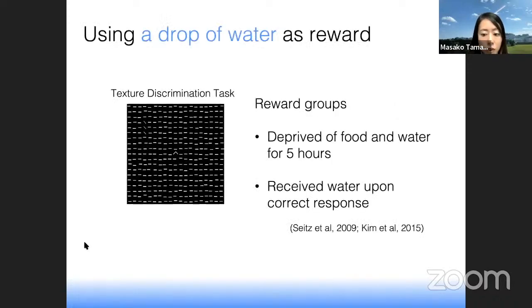Subjects were trained on a texture discrimination task as in our previous research. For the reward groups, reward was a drop of water as in the previous study. We used a tube inserted into the subject's mouth, and subjects in the reward groups were deprived of food or water for 5 hours prior to the training sessions to ensure that this water was effective enough. During training, they received a drop of water as a reward upon correct response on this texture discrimination task.